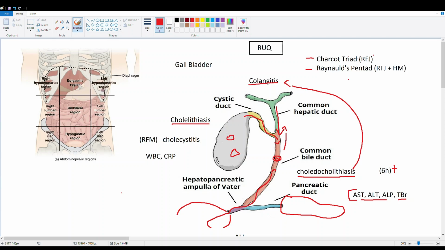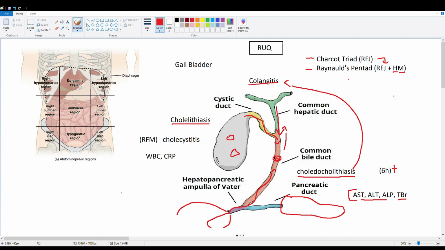Now, the triad has three classic features of right upper quadrant pain, fever from the infection obviously, and jaundice from the biliary obstruction, and we're going to have Raynaud's pentad in more severe cases, where that is also associated with hypotension from the infection and altered mental status, because now we're going septic essentially.